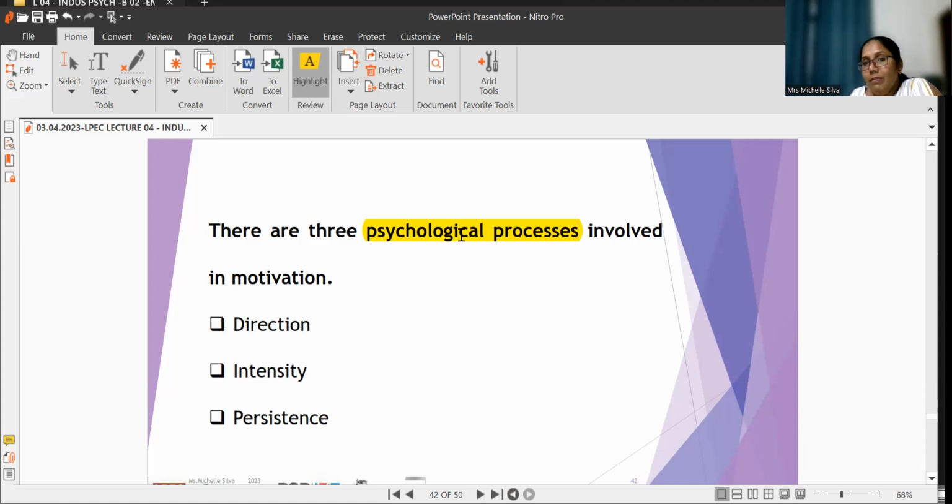How? By providing clear direction, explaining the nature of the required dedication, and persistence, meaning asking them to work continuously to achieve the target.